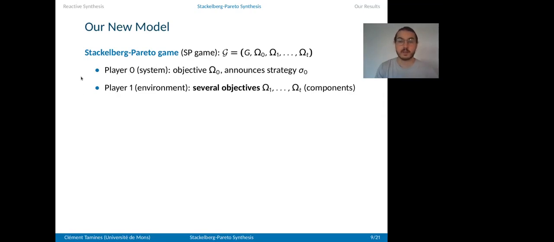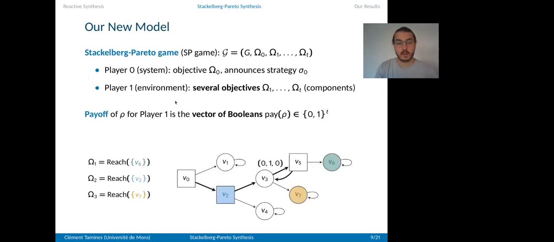We are again in the context of Stackelberg games, so player 0 announces his strategy sigma 0 and then player 1 answers with his own strategy. After responding with his strategy, player 1 receives a payoff in the corresponding outcome. So the payoff of a play rho for player 1 is the vector of booleans, one for each of his objectives, such that in this vector there is a 1 at position i if and only if the objective omega i is satisfied in the play.